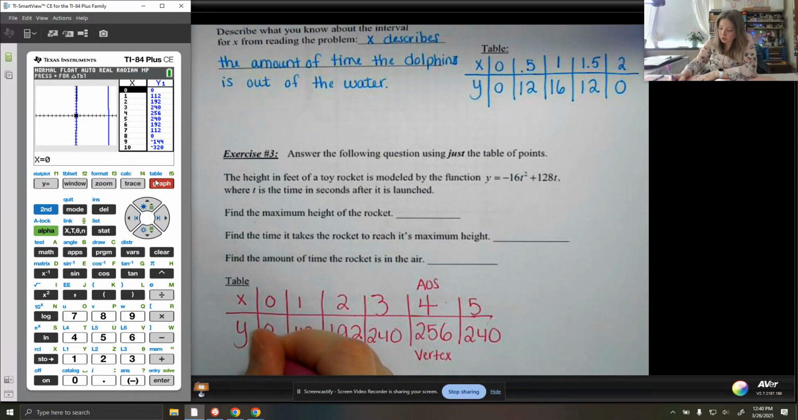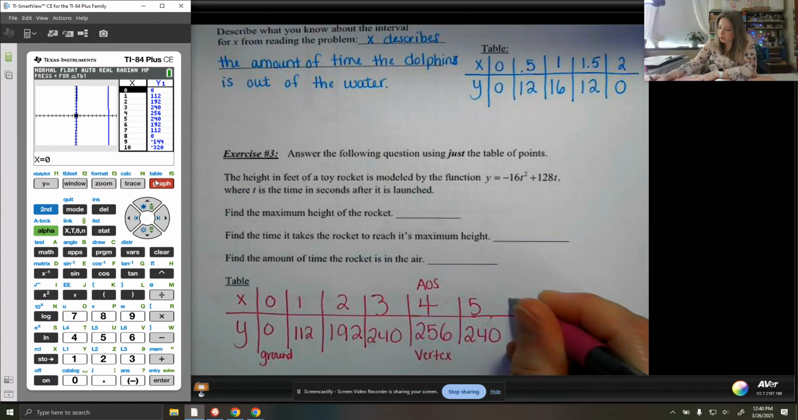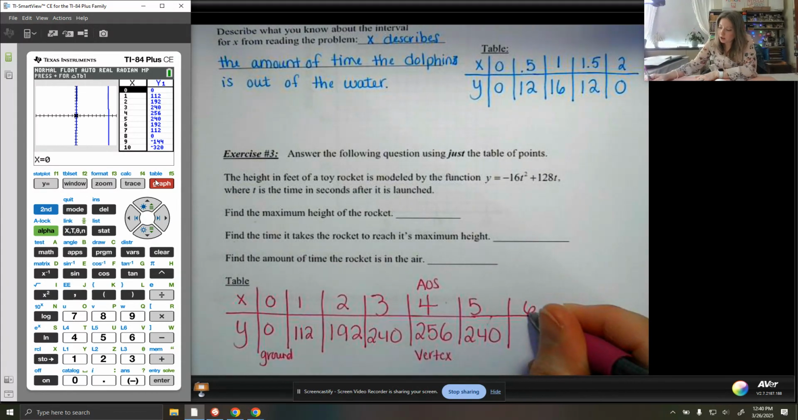Okay, so we know that the ground is my y value of 0 and the start of time 0 for my x value. Now let's see, I'll keep going. We have 6 and we're back down to 192, and we have 7 and we're back down to 112. We're approaching the ground, and at 8 seconds, boom, ground again.